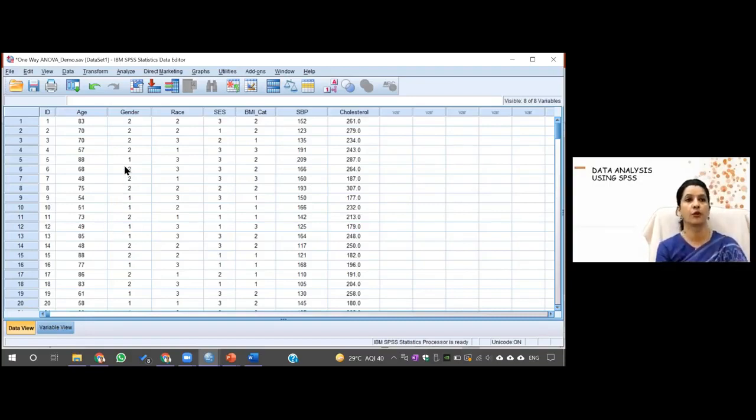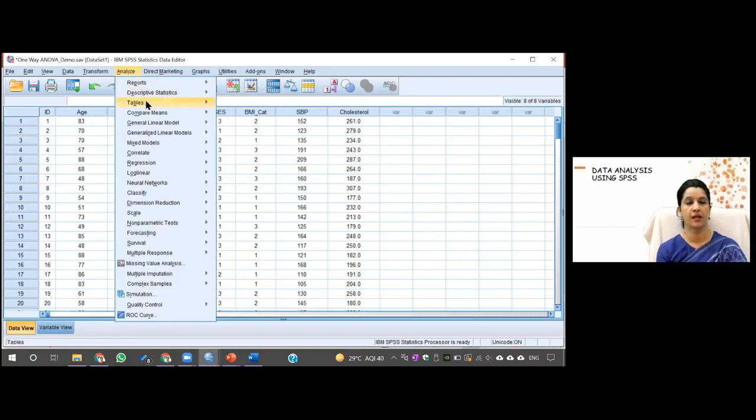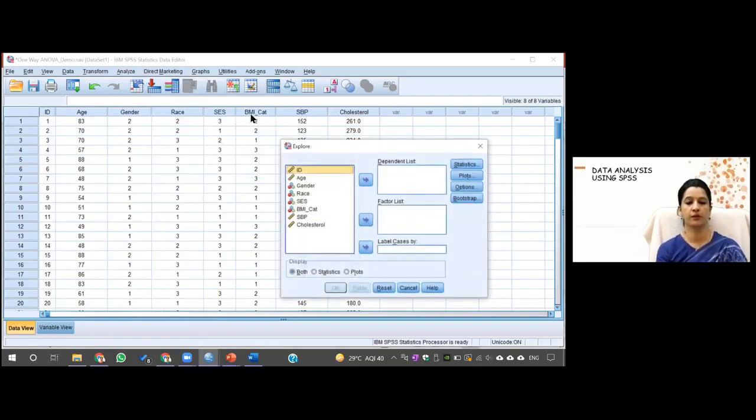Now I have to apply this normality. For that, I'll go to Analyze, Descriptive, Explore. In Explore, you are ready with this factor, where there is a dependent list and an independent list.